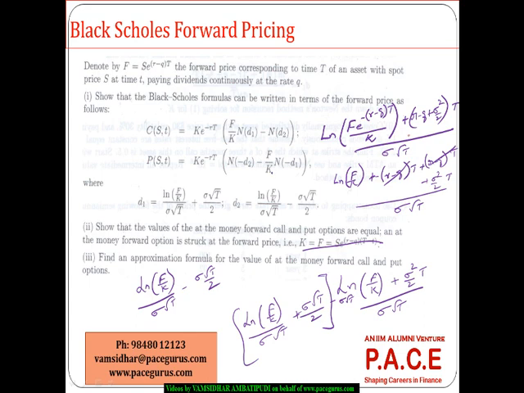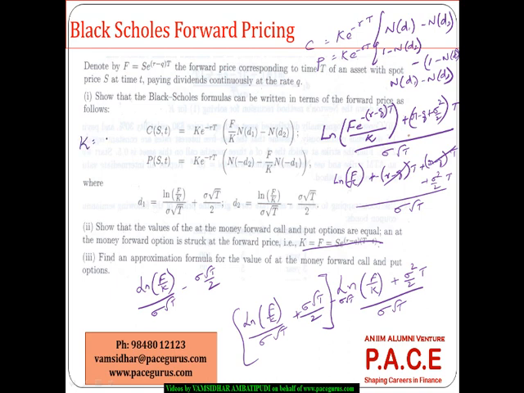So as long as F is equal to K, the call option becomes K e to the power minus rT times N(d1) minus N(d2). Whereas the put option becomes K e to the power minus rT times N(minus d2) minus N(minus d1), and since F and K are the same, N of minus d1 is 1 minus N(d1). So it's again working out as N(d1) minus N(d2) only.